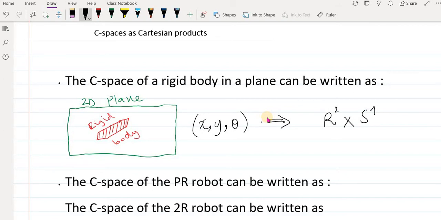Because in the previous slide we studied that the rectangular C space can be represented as Euclidean, or R power 2, and the rotational, circular space can be represented as S power 1. So this is where it comes from. Here R represents the Euclidean straight lines, and S is the circular lines. That means in this configuration we have two linear motions and one circular motion.